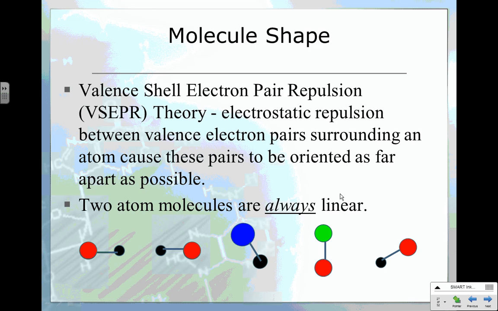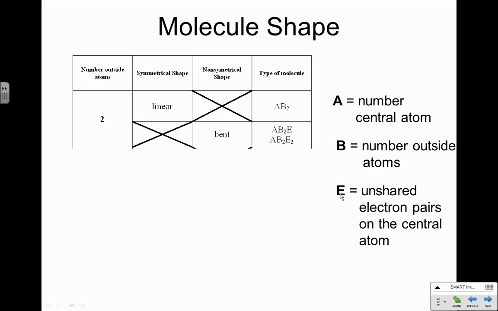It's automatically linear. Now, when we have more than 2 atoms, it gets a little bit more complicated, but not much. And one of the things we're going to do is break things into our symmetrical versus our non-symmetrical shapes. So you can start seeing the concept of symmetry we're going to use in our next set of notes. And I'm also going to give you a code that you can use to translate the molecule to see exactly where it fits on this diagram.